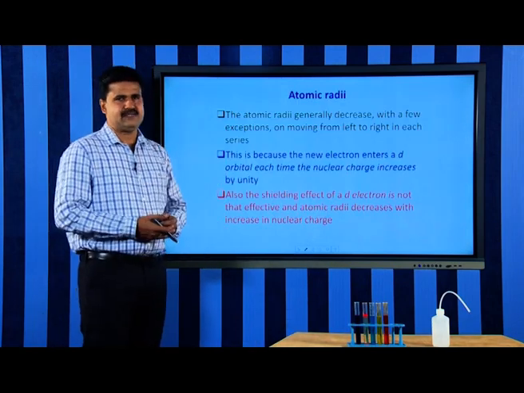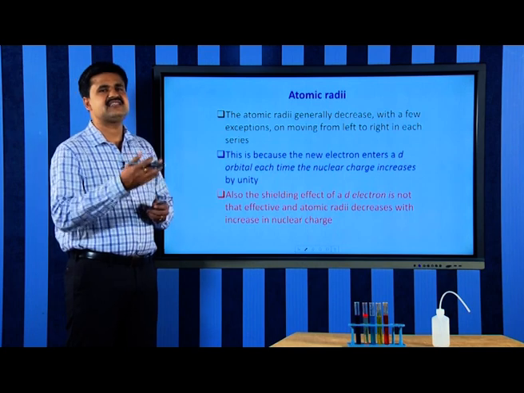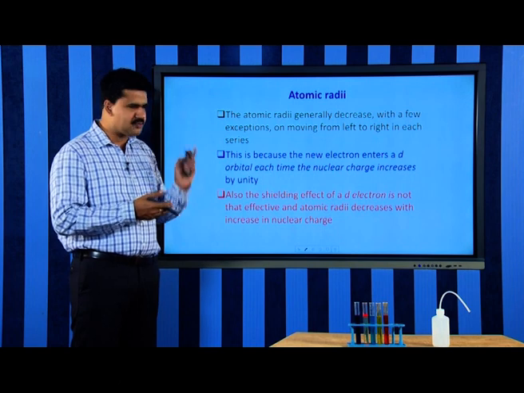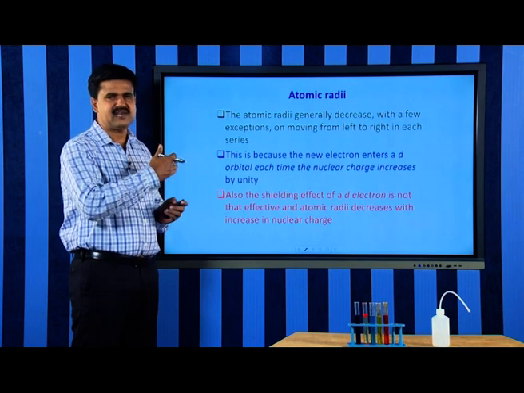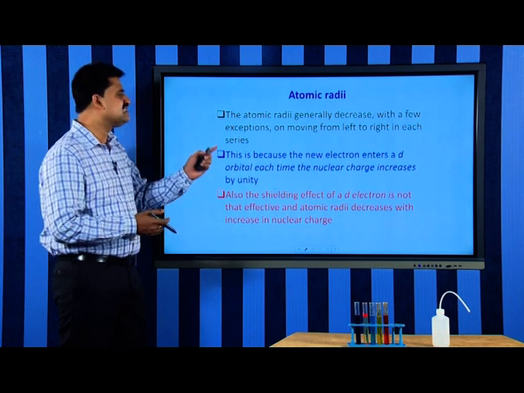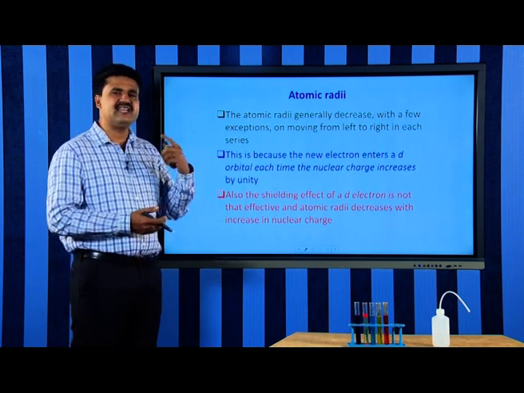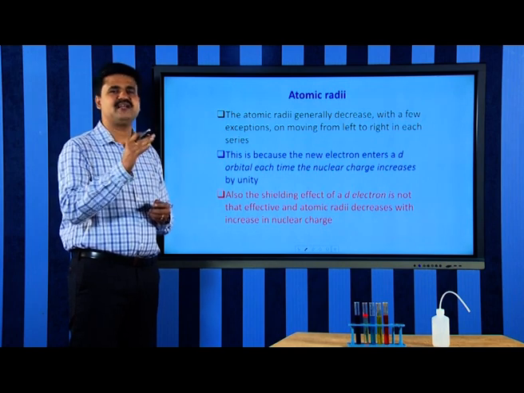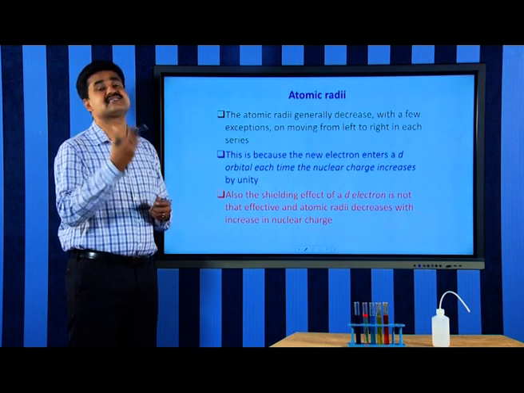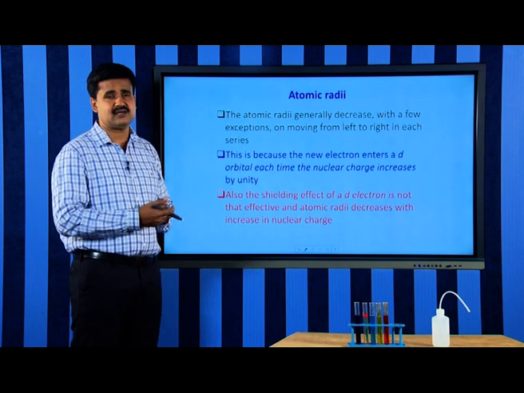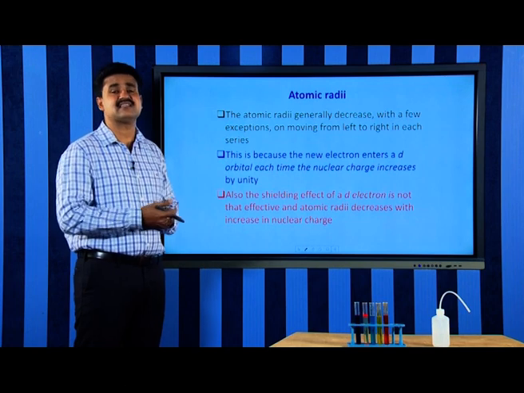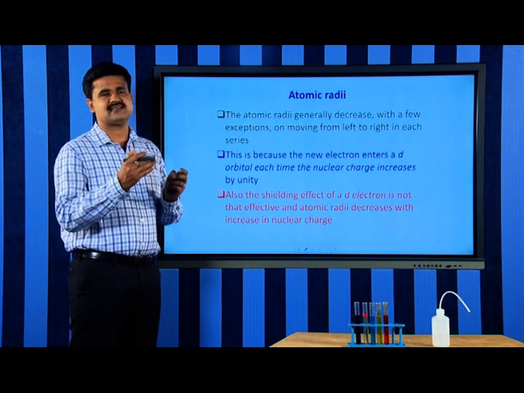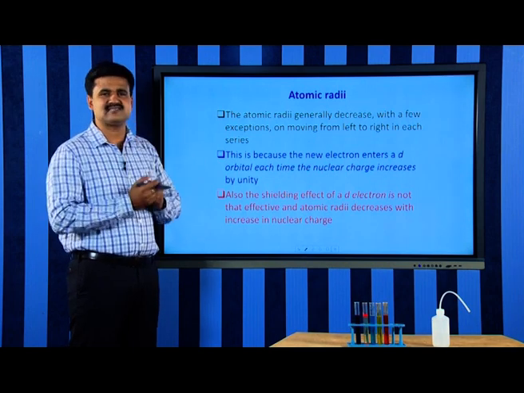Then atomic radii generally decrease with a few exceptions. Even though a few exceptions are there, the general trend is atomic radius decreases from left to right along a period. This is because whenever a new electron enters into a shell, there corresponds a proton added to the nucleus. That is, there corresponds an increase in the nuclear charge. So, for every electron from left to right, there is an increase in the nuclear charge. This nuclear charge tends to attract the outermost electron more close towards itself.